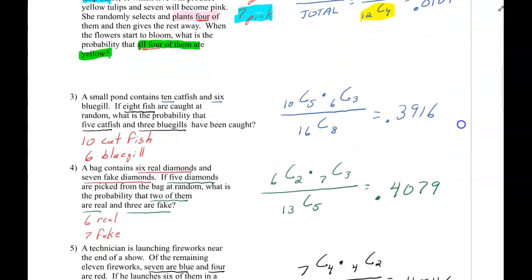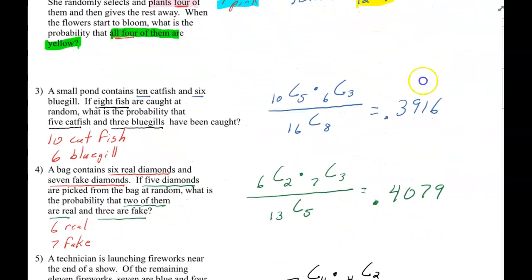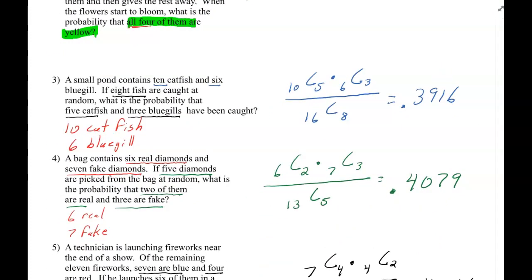For problem number 3 and 4, you can see them on the screen. So for number 3, a small pond contains 10 catfish and 6 bluegill. If 8 fish are caught at random, what is the probability that 5 are catfish and 3 are bluegill? So we are catching 5 catfish out of the 10. So the first part of the numerator is 10 choose 5. I also want to get 3 bluegills out of the 6. So the second part is 6 choose 3.